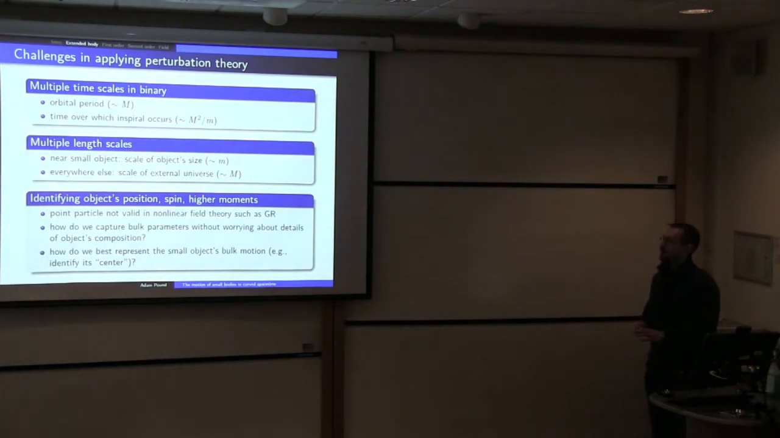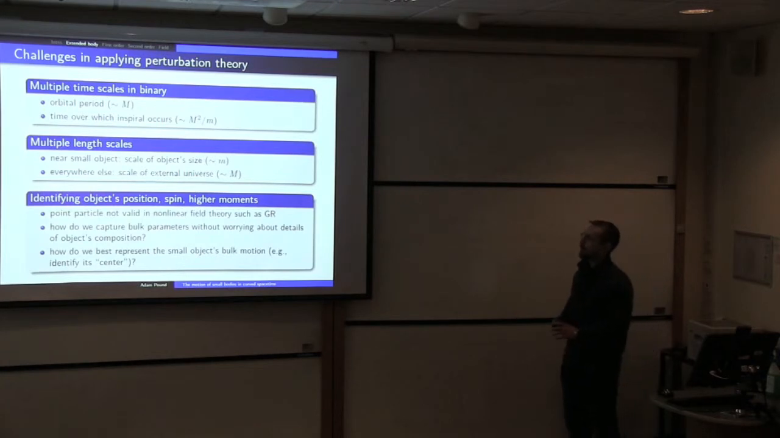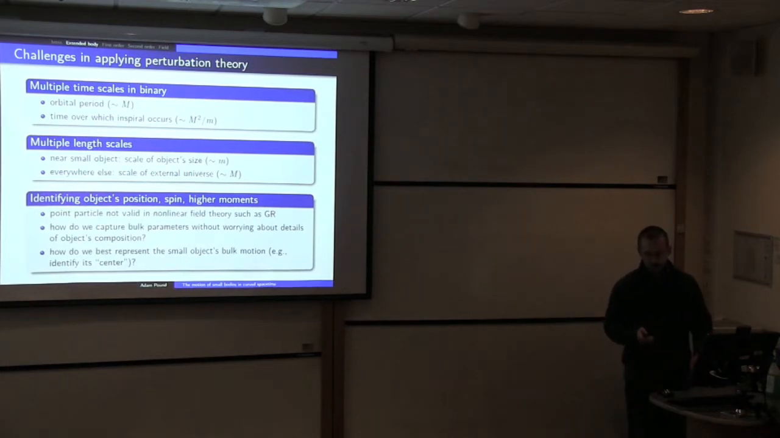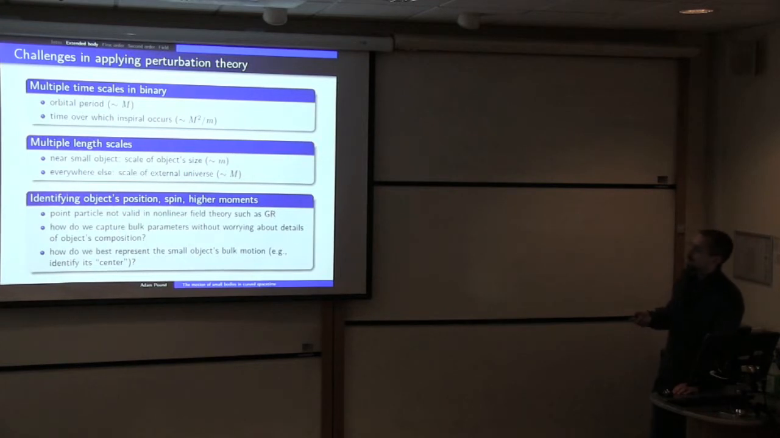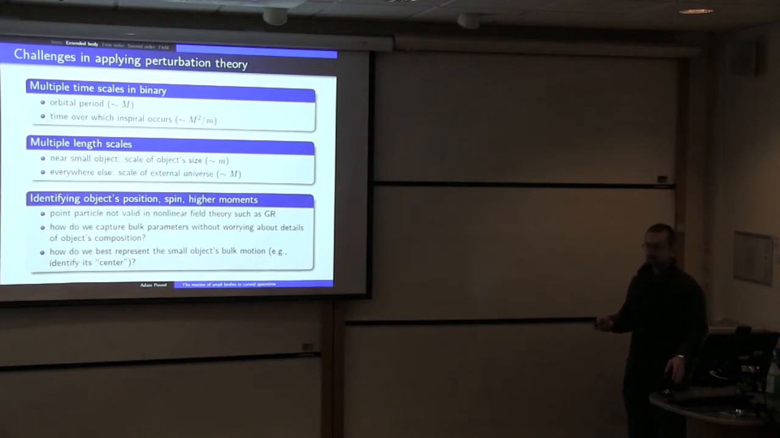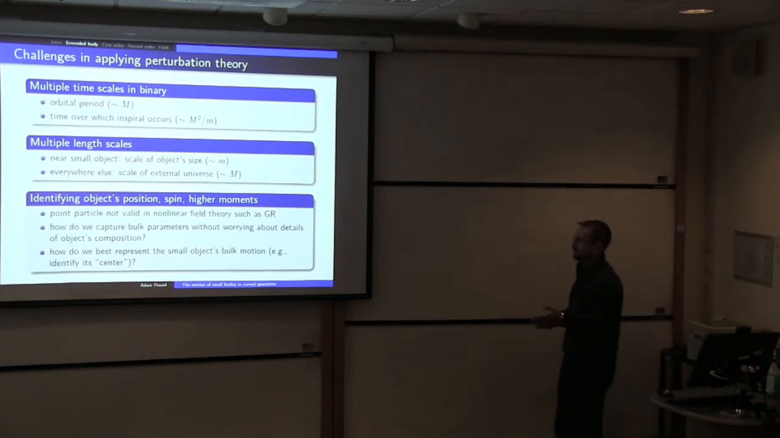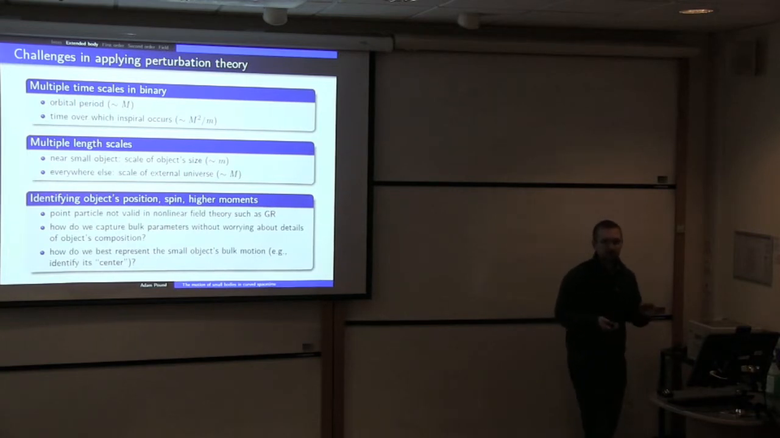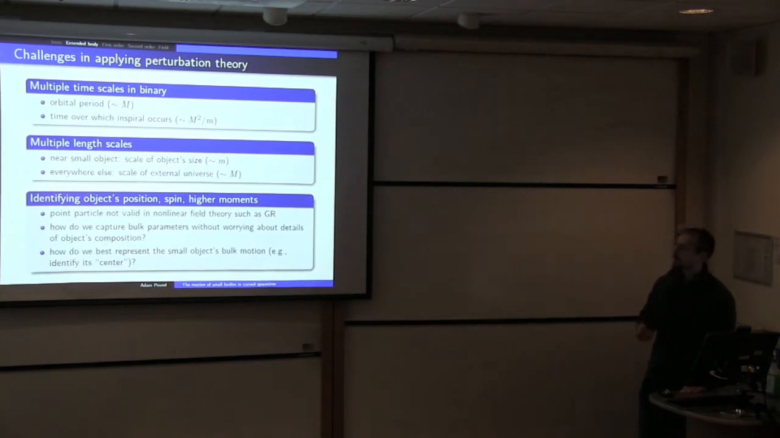Now there are some challenges that you must face in applying ordinary perturbation theory to these kinds of systems. First, you have multiple time scales. So you imagine a binary system, you have the orbital period of the binary, which is basically the size of the large object. But then you have the time that the inspiral occurs on, which is a much, much larger time, 1 over the small mass. The reason for that is just that at any given instant, the rate of change of the energy of the binary is extremely small. It's proportional to the mass. So the time it takes for a complete inspiral to occur is 1 over that rate of change. So you need to capture effects both on the small scale and the long scale.